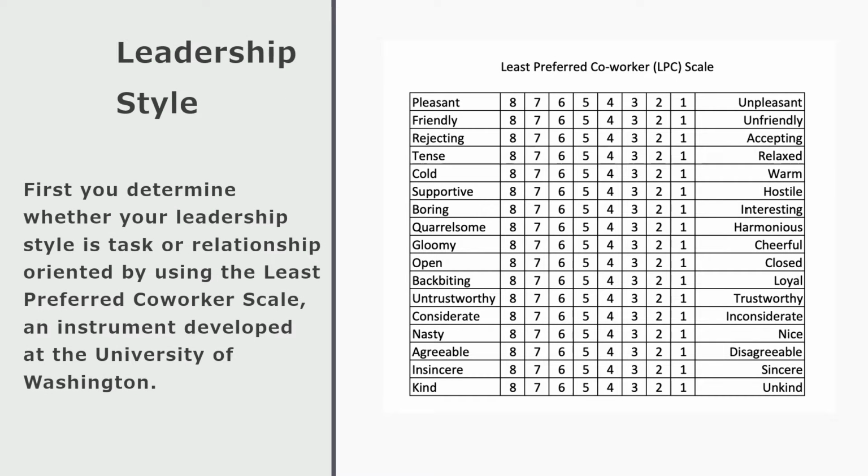So, to determine what your leadership style is, first, you determine whether your leadership style is task or relationship oriented by using the least preferred coworker scale, an instrument developed at the University of Washington. After determining your leadership style, you look at situational favorableness. Without completing the LPCS, would you say your leadership style is more task or relationship oriented? I will tell you, I tend to be more about the relationship. So, what is your preferred leadership style?